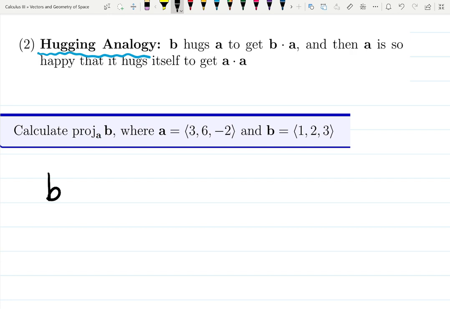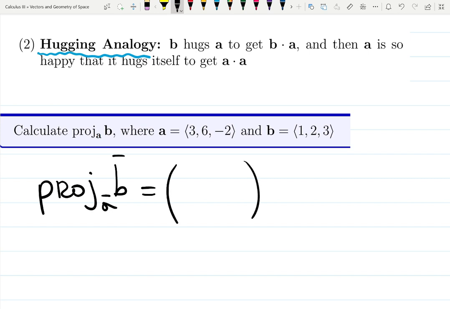So, B hat, let's not call it B hat, let's call it projection. proj of B on top of A, all are vectors, equals. The formula tells me, I only remember that it should be times A because it's parallel to A, it's on top of A. Then, B hugs A, and the order doesn't matter, that's good. Over, A gets excited, hugs itself. Oh, nice, see, I remembered, so you can do it too.